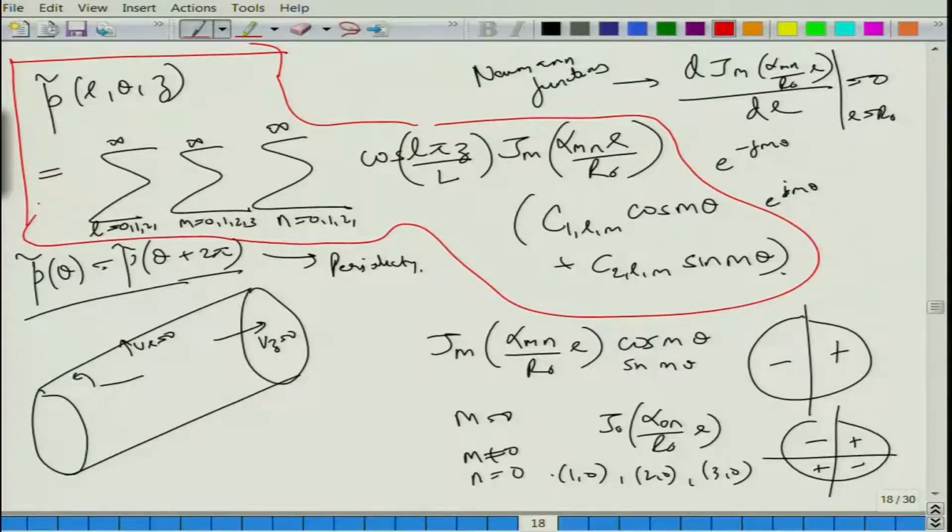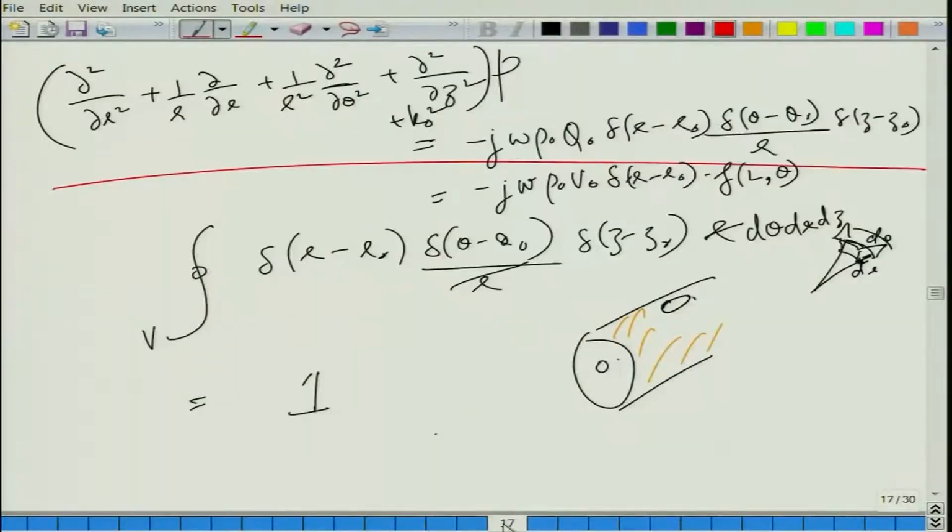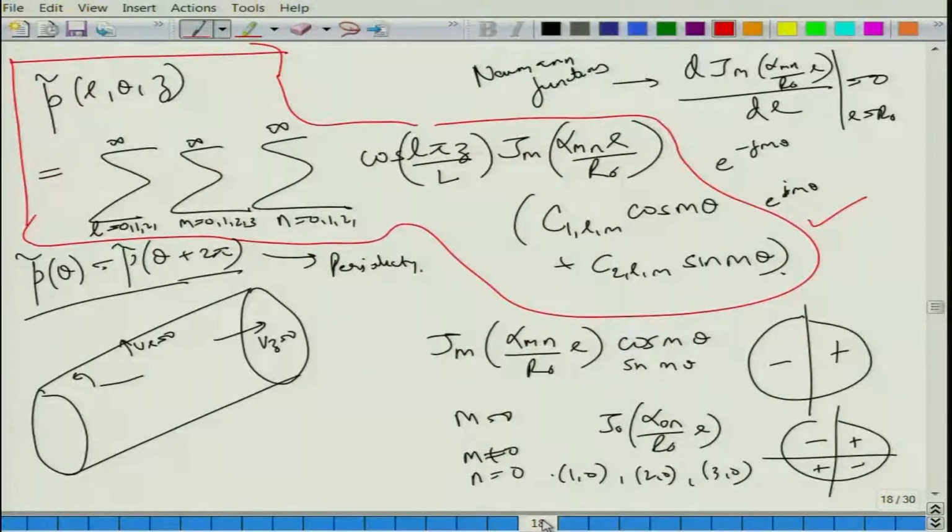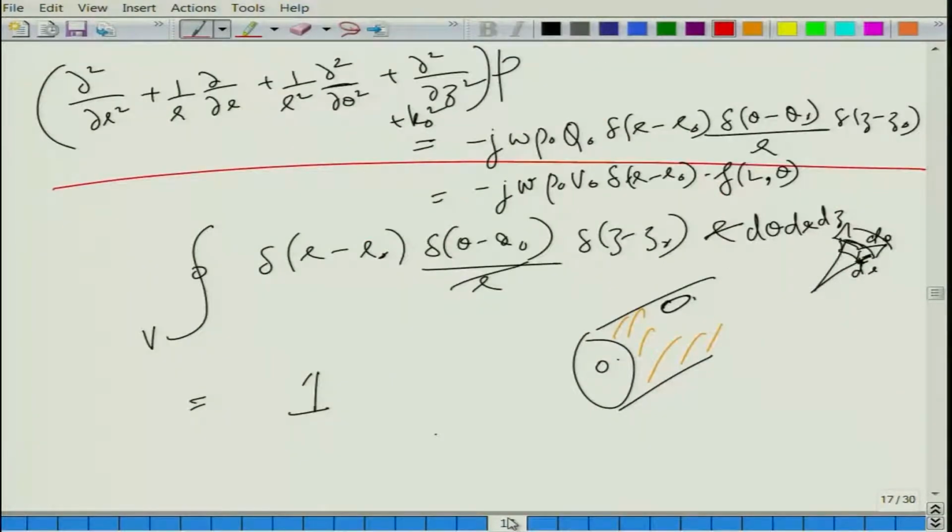Okay. So, we get this sort of a thing. Now, we need to substitute this back into this equation. Once we do that, we substitute this particular thing into the inhomogeneous Helmholtz equation, where the inhomogeneity can be a point source or a piston source, and then invoke mode orthogonality.